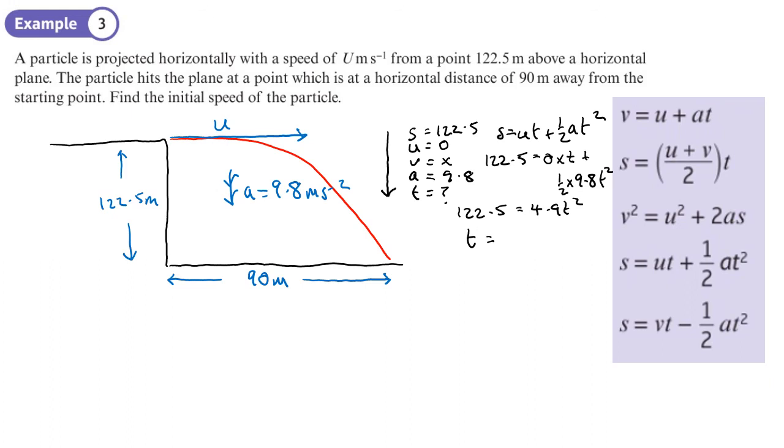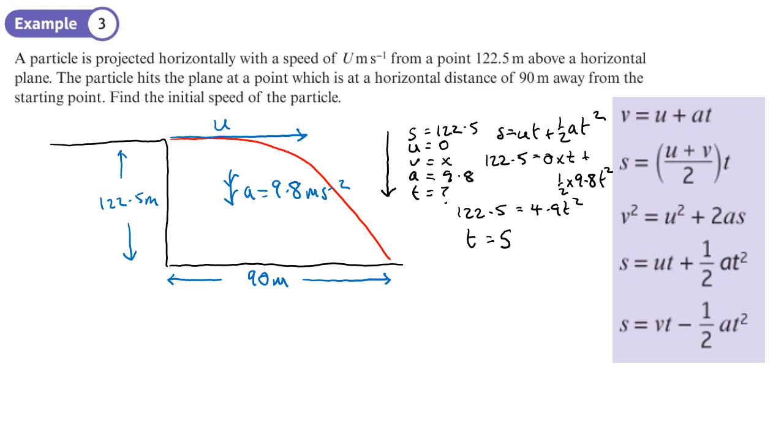157.87 for the time. Let's just check that. 122.5 divided by 4.9. Oh no, I don't know what I did. I think I did 122.5 times 4.9. It seemed a bit big, which is 25. Square root of 25 is 5. It seemed way too big an answer.